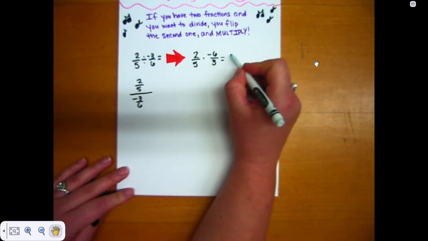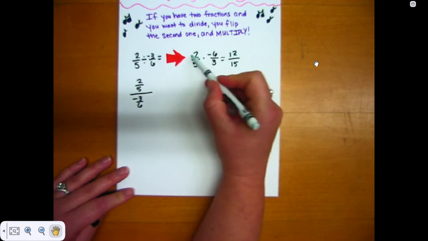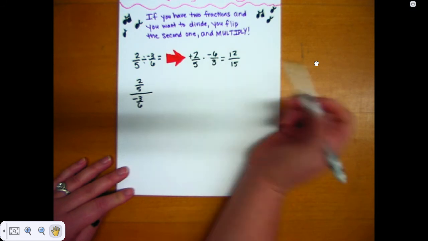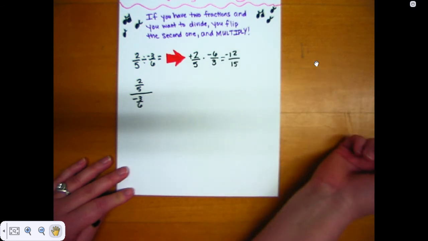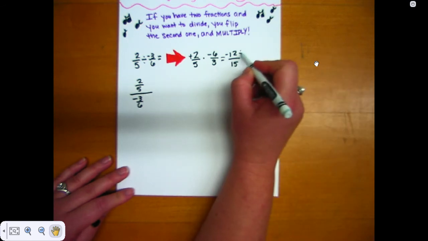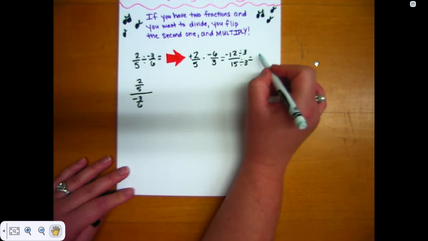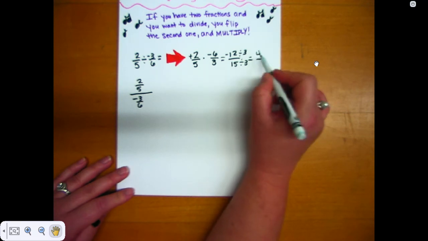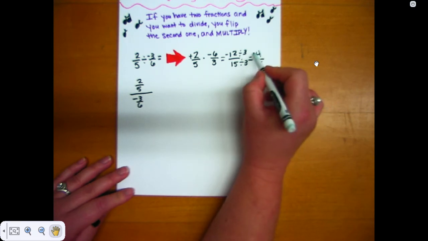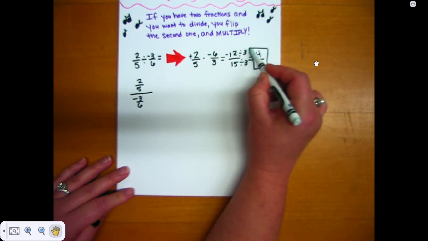2 times 6 is 12. 5 times 3 is 15. Go back and check your signs. This one's positive, this one's negative, so my answer is negative. Now I see that 12 and 15 are both divisible by 3. So 12 divided by 3 is 4, and 15 divided by 3 is 5. And again, don't forget your sign. The answer is negative 4/5.